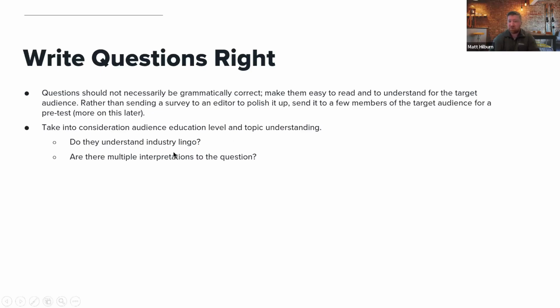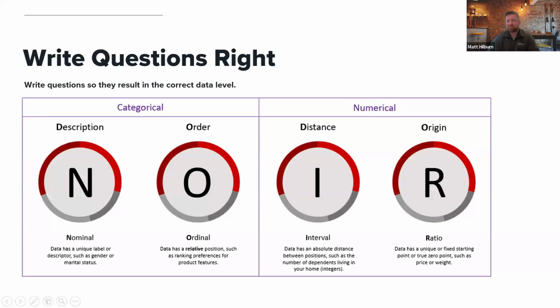Don't use industry lingo unless your survey is going out to industry experts. Make sure that the questions are easy to interpret. Okay, we're getting a little short on time, so I'm going to breeze through these a little bit, but I'm going to pause just here for a second. This is a really important slide. This will hopefully be easier to study if you view the recording later.